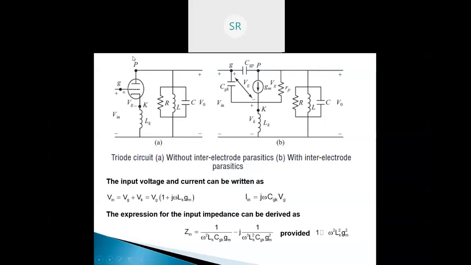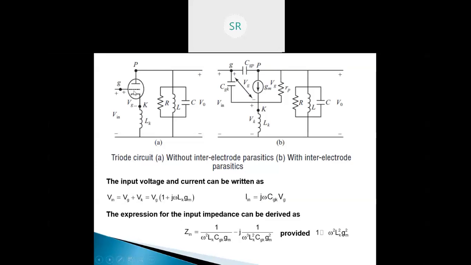This is a general diagram of your triode. This one is the grid electrode, this one is the cathode, and this one is the plate. When we provide a DC beam to this grid, the electron flow goes from the cathode to the plate through the grid.